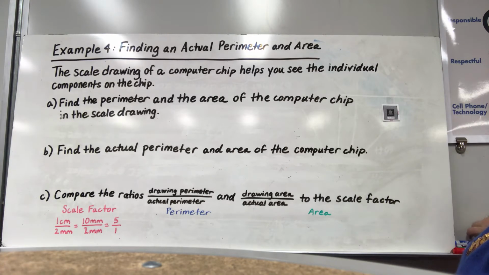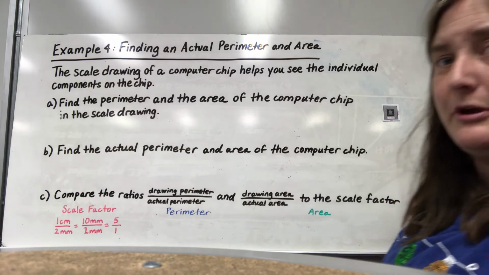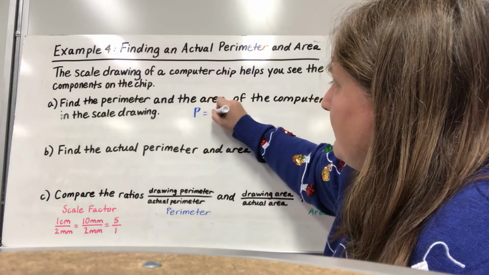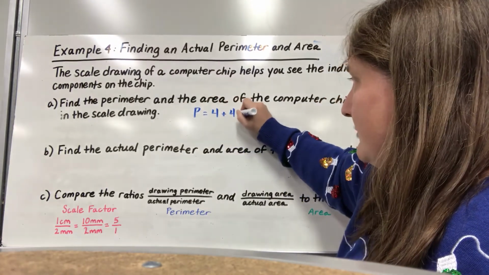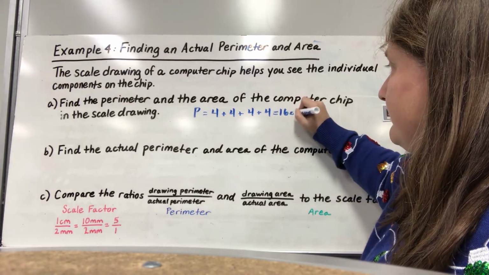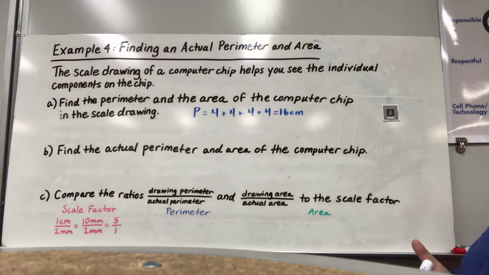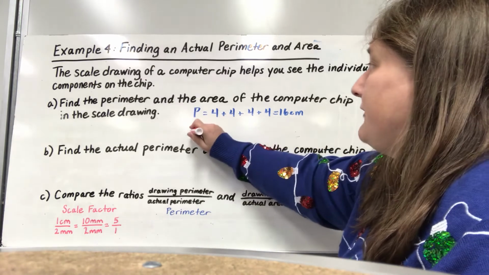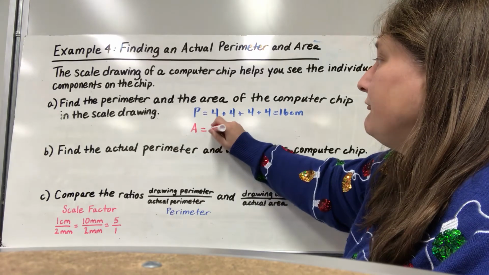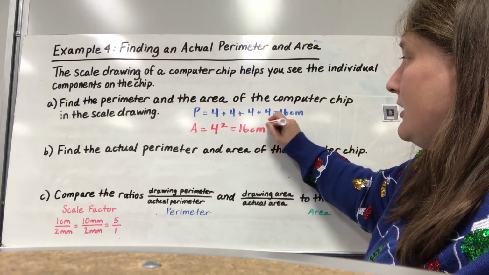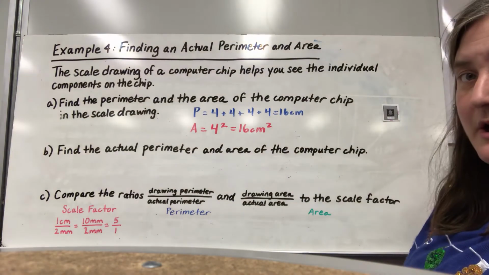So first I'm going to do the perimeter. Each side of the chip in the drawing was 4 centimeters. So to find my perimeter, I'm going to do 4 plus 4 plus 4 plus 4, or 16 centimeters. The next thing I'm going to do is the area. Since it's a square, I can use side squared or length times width to find my area. So 4 squared, I'm going to get 16 centimeters squared for my area.